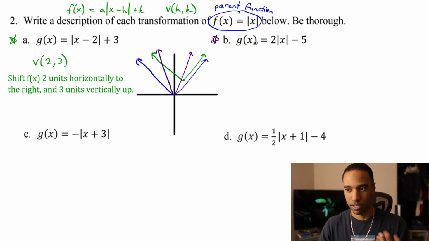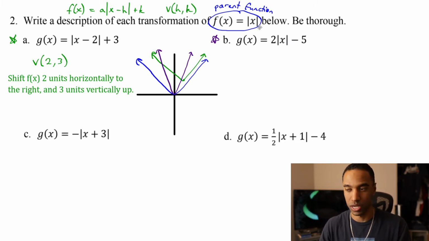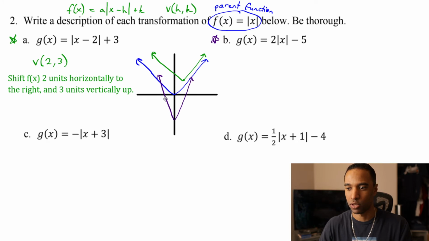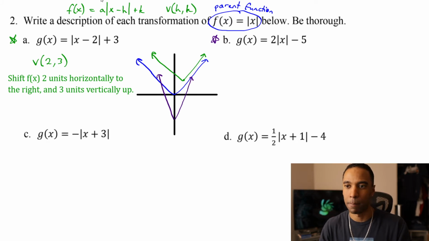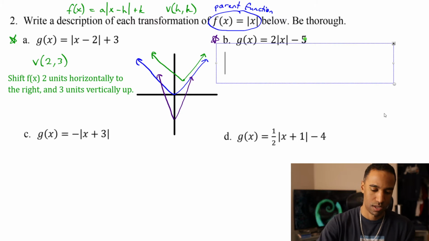And also the vertex, there is no minus h here. That means there is no horizontal shift, but there is a vertical shift downward 5 units. So it's going to look about like that right there. So twice as tall as blue and now shifted down 5 units. And let's describe both of those together right here.